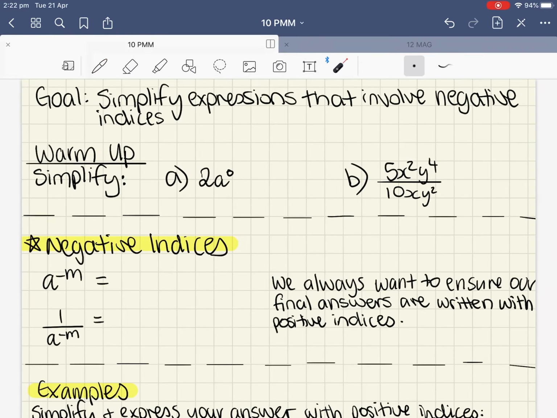Hey guys, welcome to lesson 2 on indices, our second lesson in week 2. Our goal today is to simplify expressions that involve negative indices.